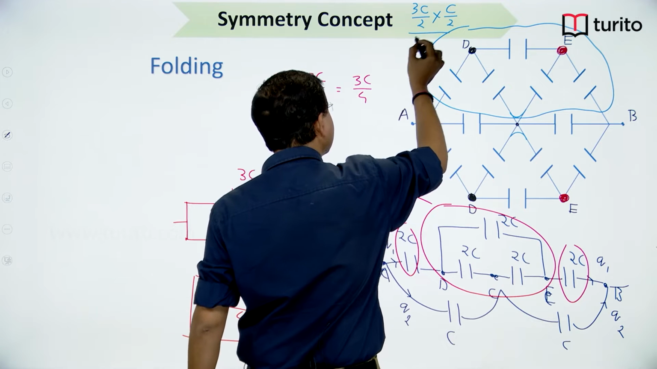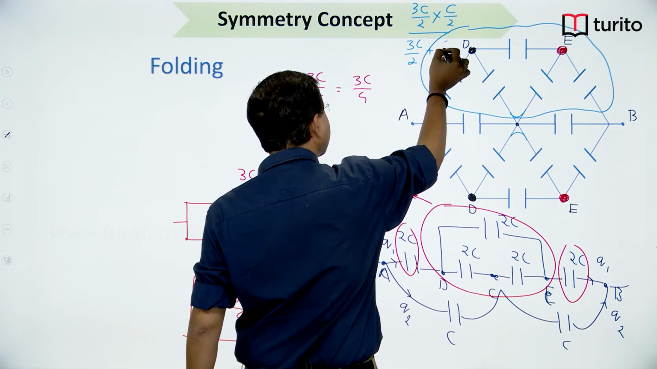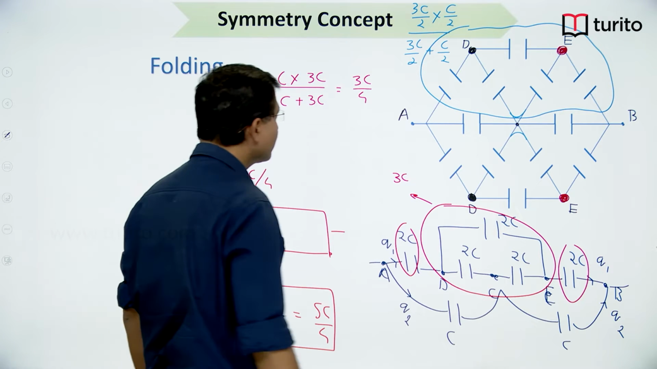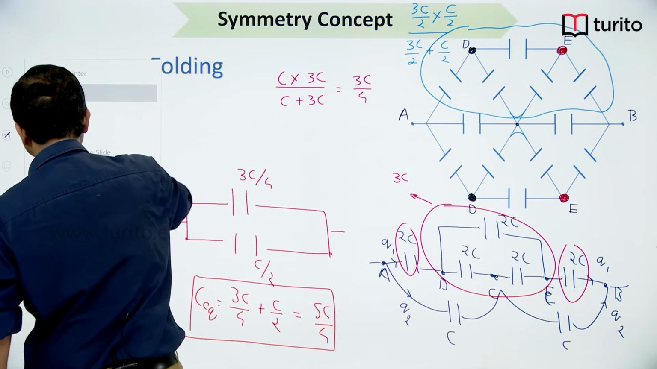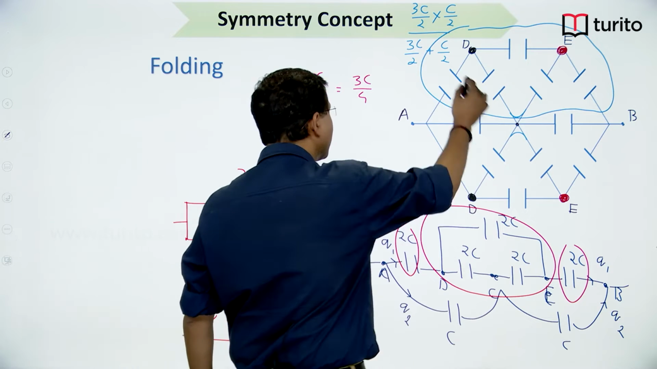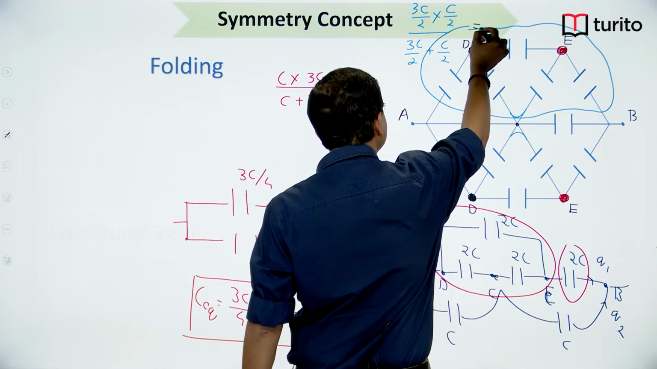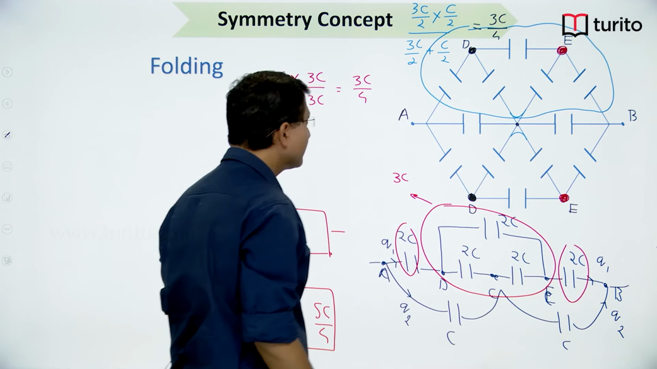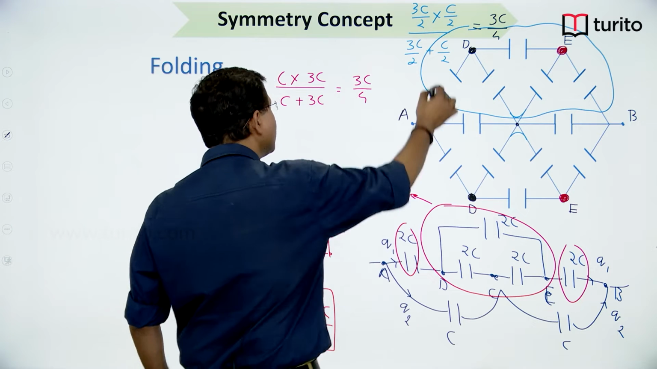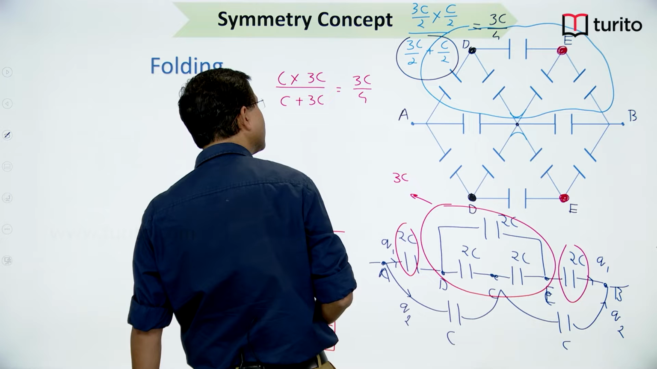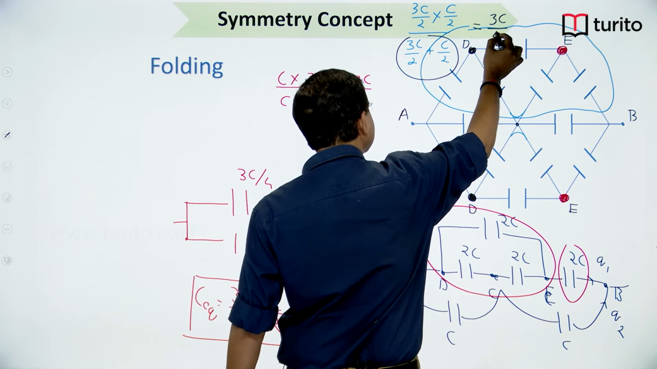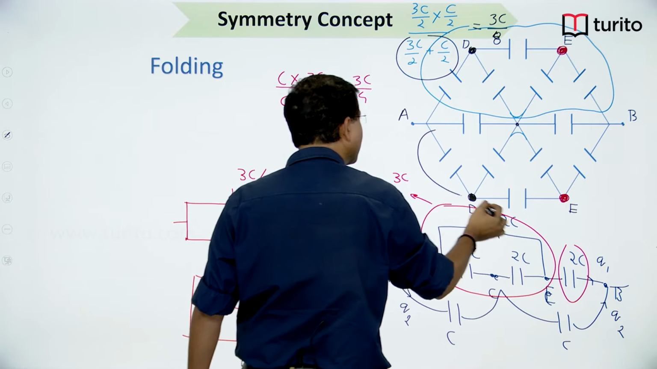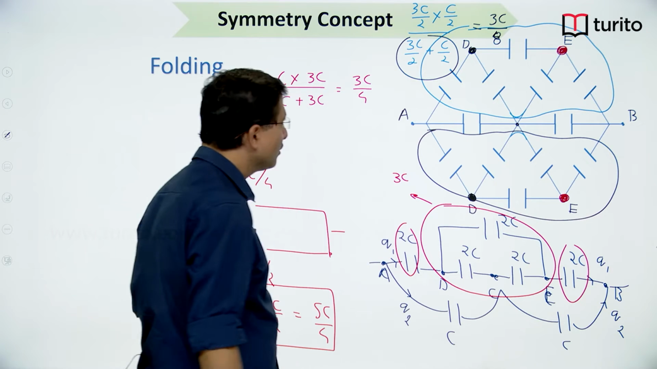So let us first calculate what we are getting. If I simplify, then for this upper branch, this whole thing is 3C by 4, divided by 2C. This is 2C, right? So 2 will come and this will become 8. So 3C by 8 for the upper branch. Similarly, you are going to get 3C by 8 for this lower branch.